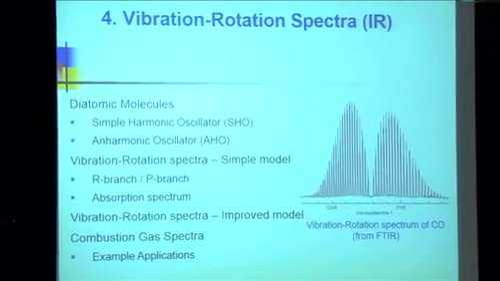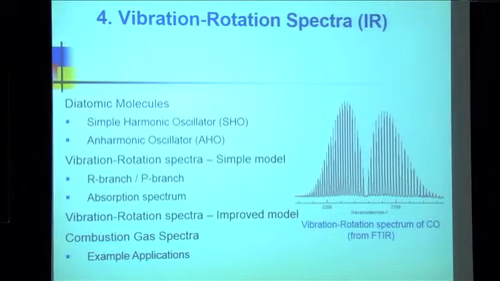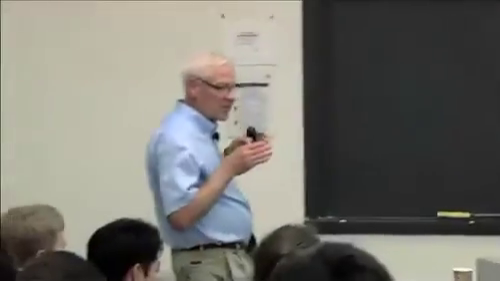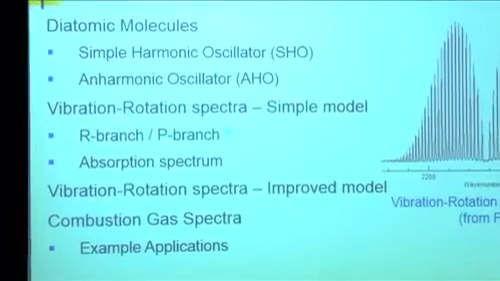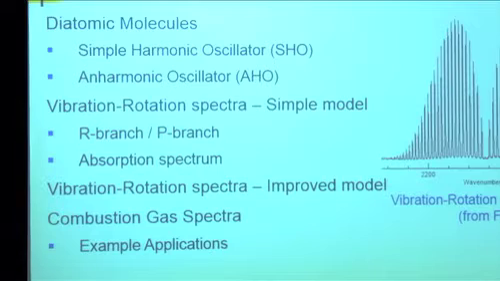Let's actually go to 415. Okay, now we want to combine vibration. We did rotation. We spent time on rotation because in vibration-rotation, the rotation is already there. We just add on to this now. So we start with the simple harmonic oscillator and we go to the anharmonic oscillator. We'll look at the simple model, which gives us 2 branches instead of 3. And we'll look at the absorption spectrum, which looks like this. And we'll finally end up with some examples here.